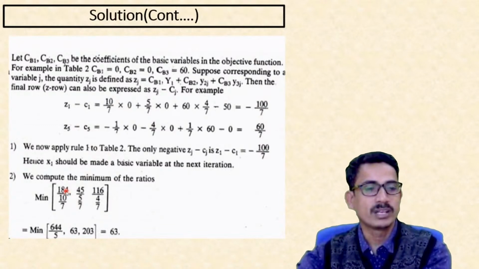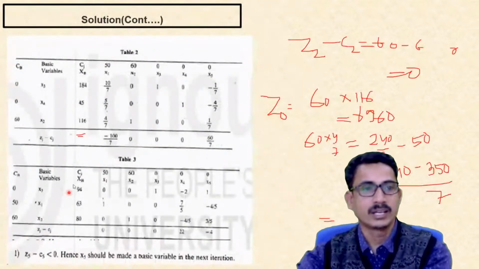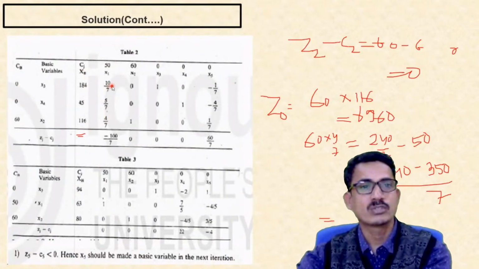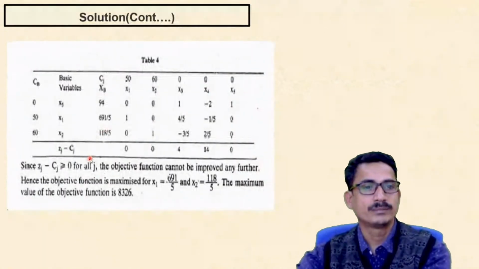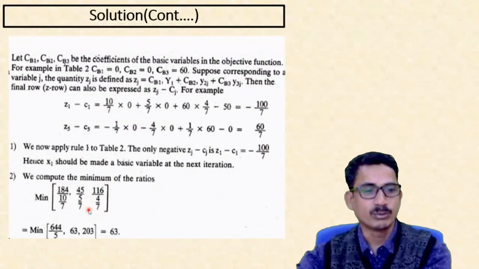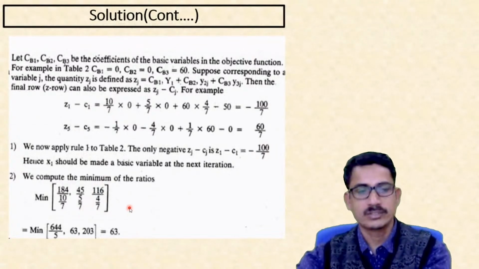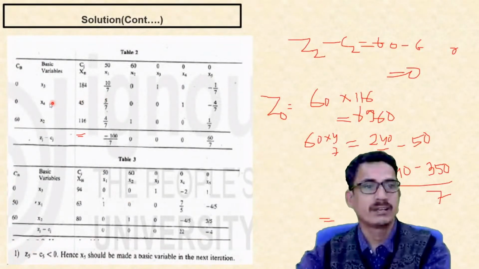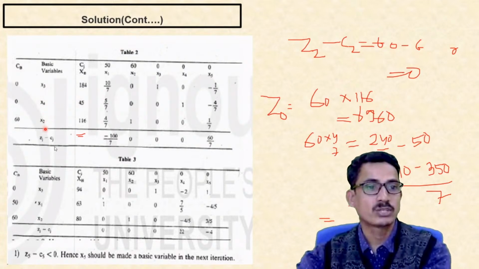Now the explanation is given here. You have to go for division: the XB column divided by the entering column. Here this is the XB column, this is the entering column. The corresponding elements have to be divided: 184 by 10 by 7, 45 by 5 by 7, 116 by 4 by 7. Which one is minimum? That will be out. Minimum is 63. The corresponding variable is x4. In the next table it will be x3, x1, x2. Check x3, x1, x2.